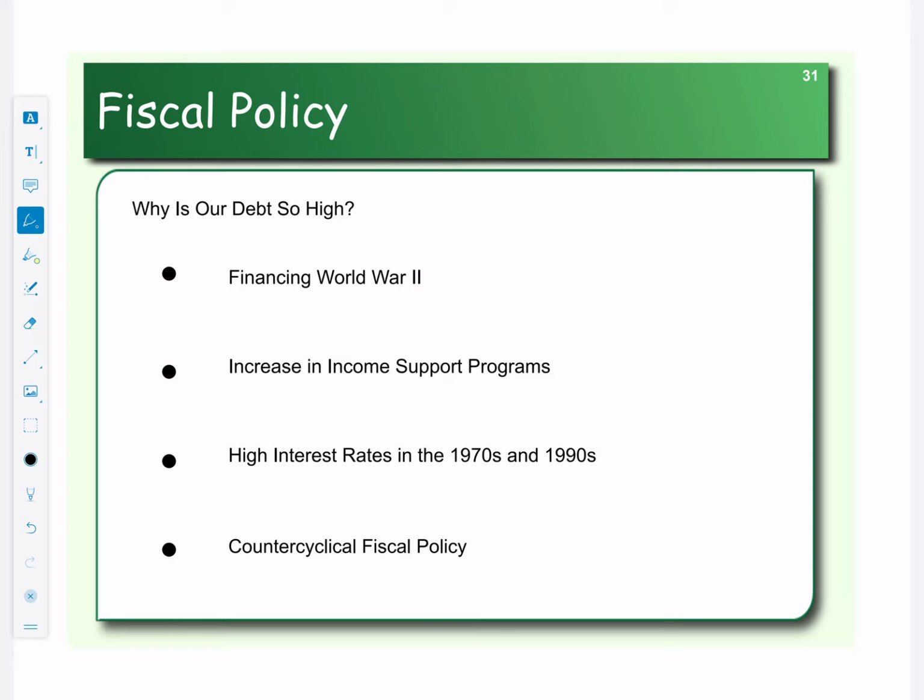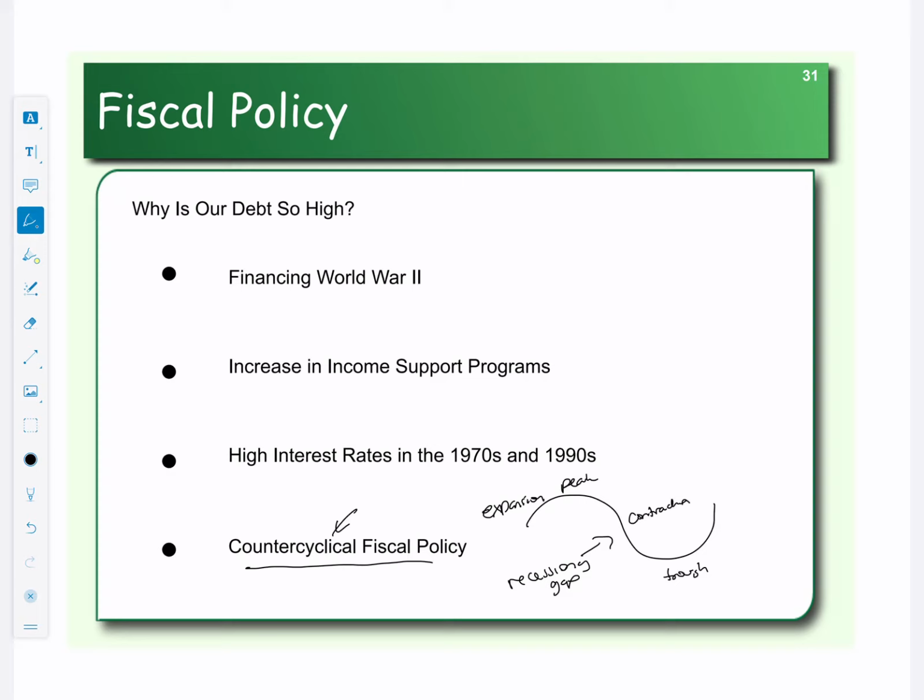We continue to add to our debt today because of counter-cyclical fiscal policy. So counter-cyclical fiscal policy says we are trying to counter the business cycle, right? So if we look at the business cycle, we have expansion, peak, contraction, and trough. During an expansionary period, the economy is booming. During a contraction, the economy is declining. We have a recessionary gap. And that counter-cyclical fiscal policy is about closing that recessionary gap.